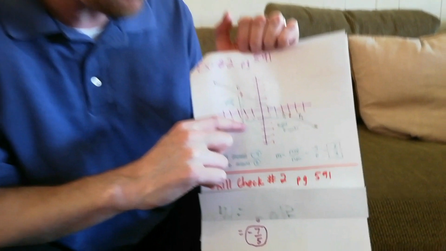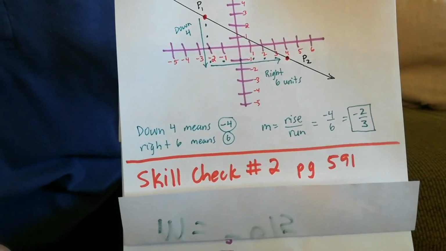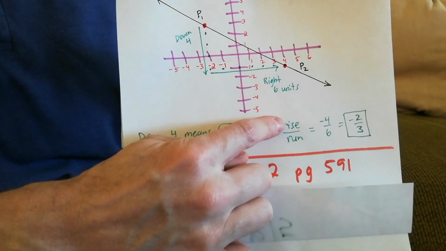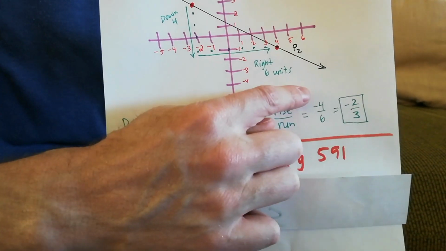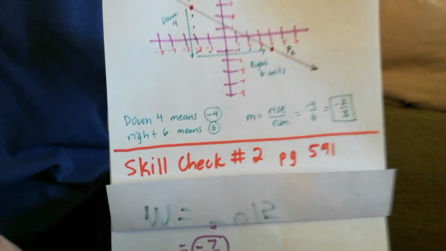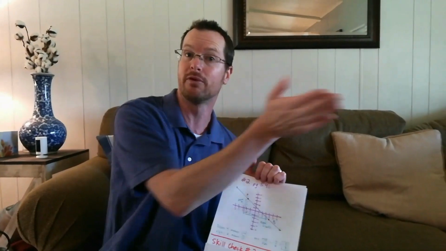So you're going to go negative 4 and you're going to go to the right 6. That means you're going to go over 6. So the rise isn't positive, it's negative 4, and the run is a positive 6. So it's negative 4 over 6, which reduces down to negative 2/3, which means you're going to go down 2 and over 3. It's a slope going down. Negative slopes go down, positive slopes go up.